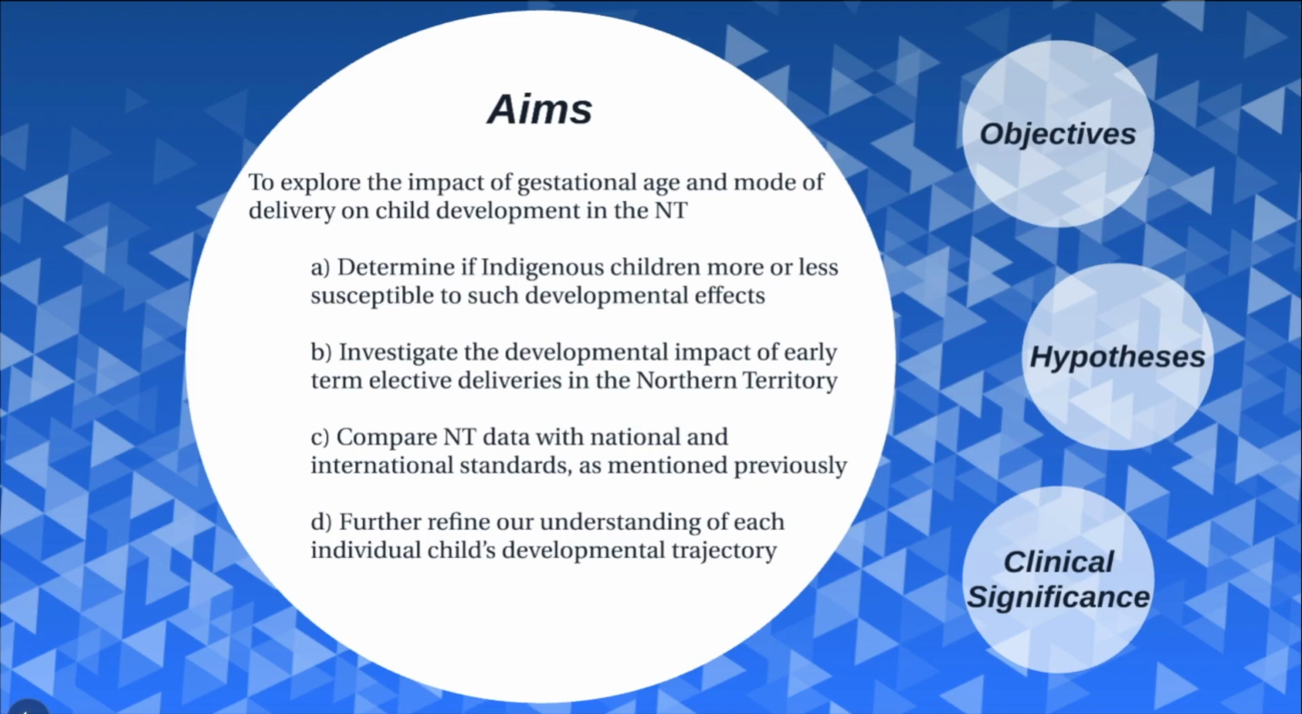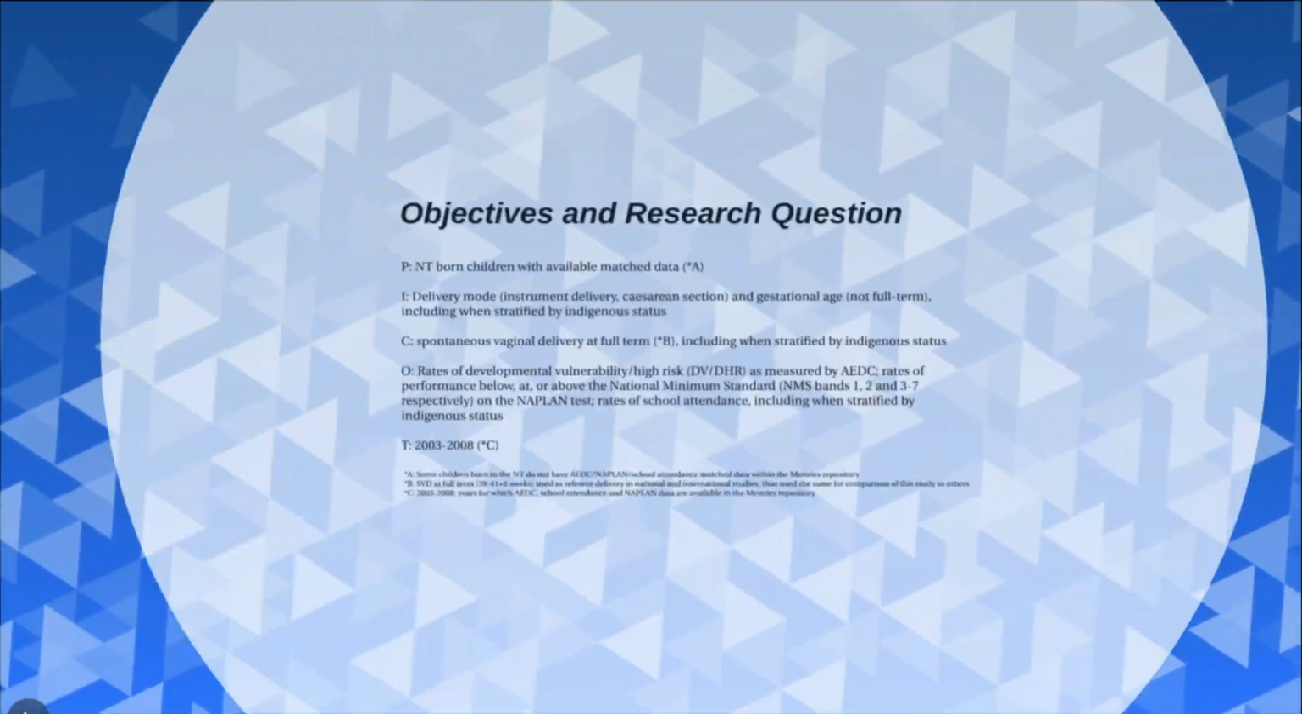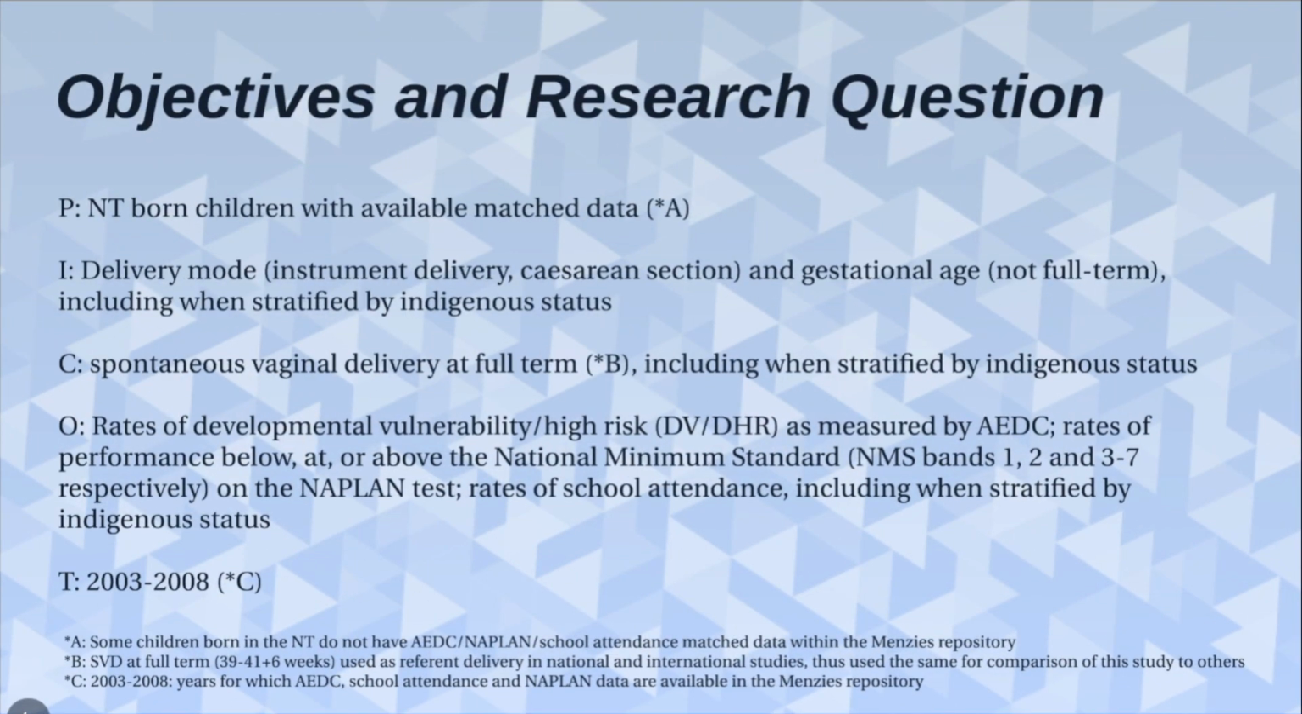In doing so, we also aim to determine if Indigenous children are more or less susceptible to such developmental effects, investigate the developmental impacts of early-term elective deliveries in the Northern Territory, compare NT data with national and international standards as mentioned previously, and finally to further refine our understanding of each individual child's developmental trajectory. To answer these aims, the plan is to use available data in the Menzies Health repository to provide a population-based analysis. Please note, I'll explain this repository in further detail in the upcoming methods section.